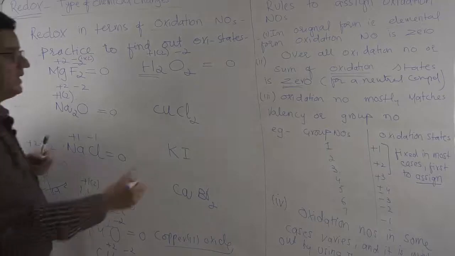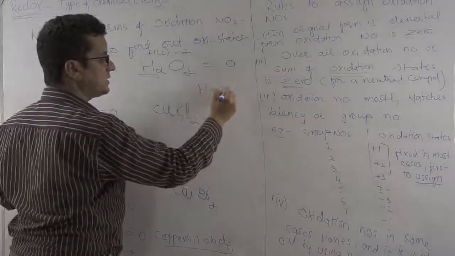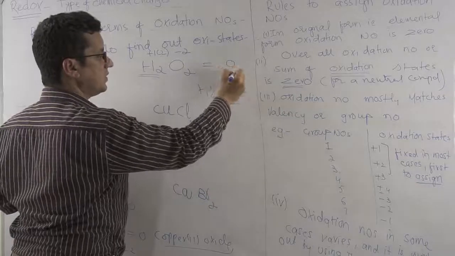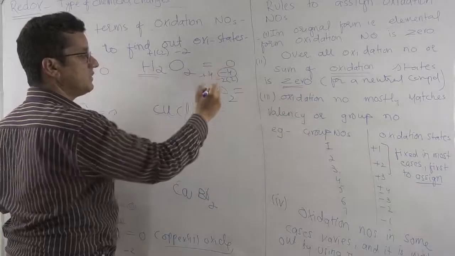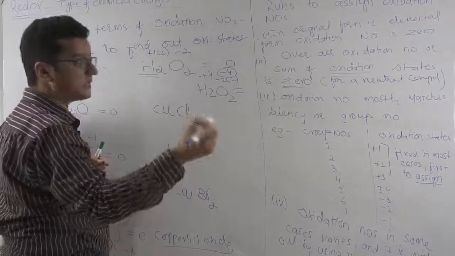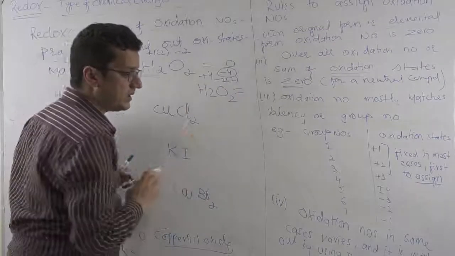Sometimes students make a mistake with H2O2, hydrogen peroxide. They put -2 into 2, -4, and they stretch hydrogen to +4. That's not possible. Hydrogen cannot have an oxidation number more than +1. So this is not the right way.